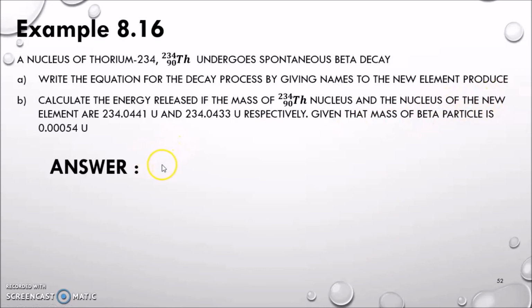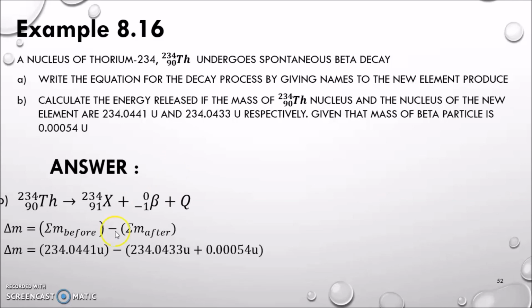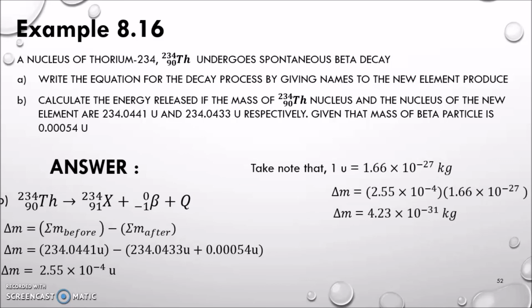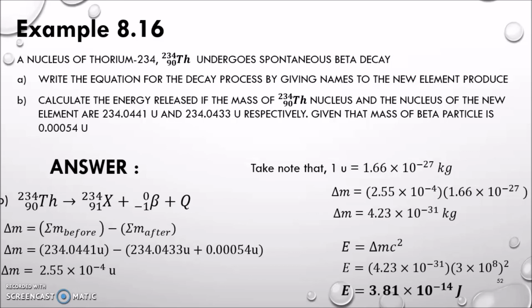For question B, to find the energy released, first we need to find the mass defect. According to the equation, the mass defect is the mass of the thorium nucleus minus the total mass of the new element plus the beta particle, and we will get 2.55 times 10 to the power of -4 u. Convert it into kilograms, and then substitute into the equation E equals delta m c squared. So the answer is 3.81 times 10 to the power of -14 joules.